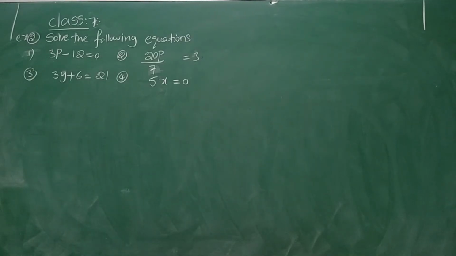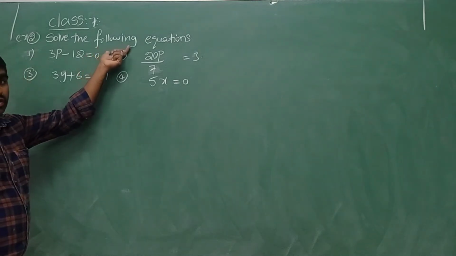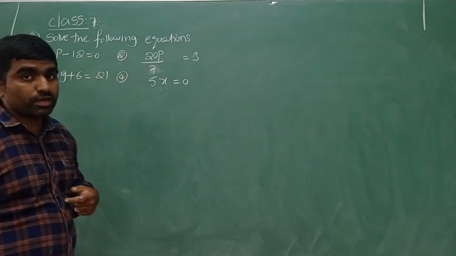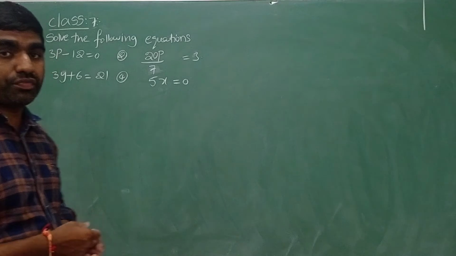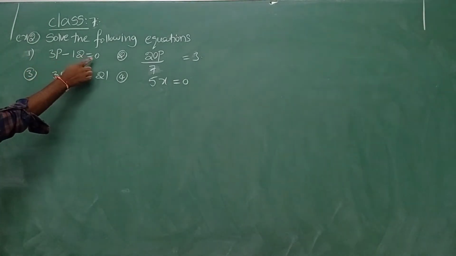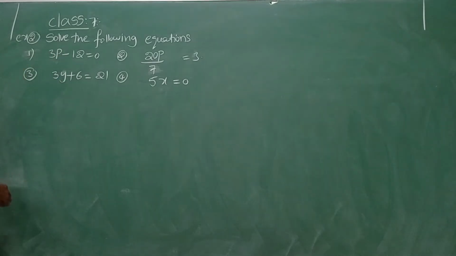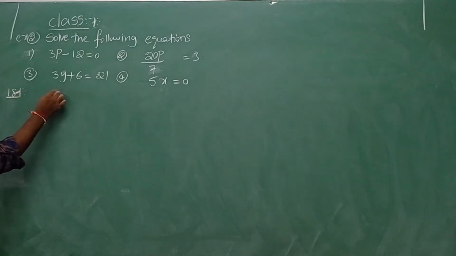Yes, here we can see a few more examples which are based on the method of balancing. They are asked to solve these equations by using the method of balancing, and we have to find the value of the variable. So the first one, 3p minus 12 is equal to 0. p is the variable. We have to find the value of this p by using the method of balancing. Let us see the first solution over here.